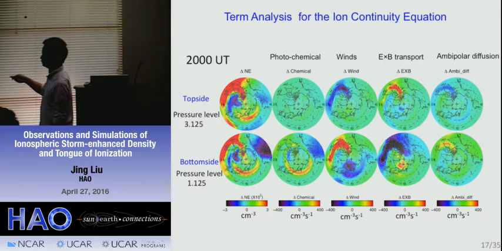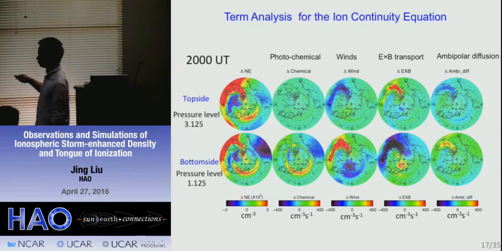This column is for the electron density change rate caused by the chemical processes. This is the electron density change rate caused by the neutral wind effects. This is the electron density change rate caused by E cross B and ambipolar diffusion. We see the chemical processes are mainly operative at the bottom side ionosphere. That's because it depends on the O to N2 ratio. Both O and N2 decrease with altitude, so it lessens the impact of O/N2 ratio changes in the topside ionosphere.